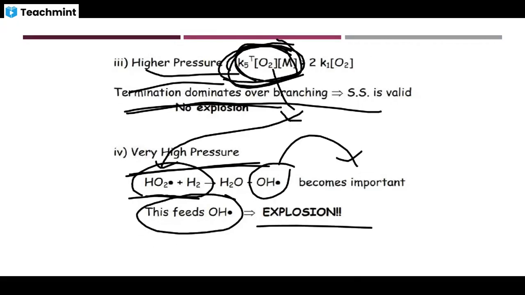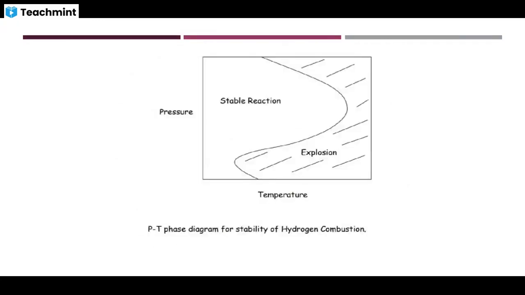Then the explosion happens. So this is the plot of pressure versus temperature. These regions are the explosive regions, and these are stable reactions.